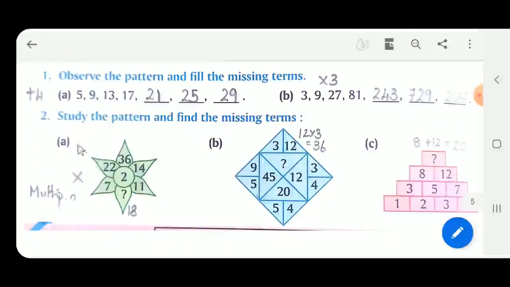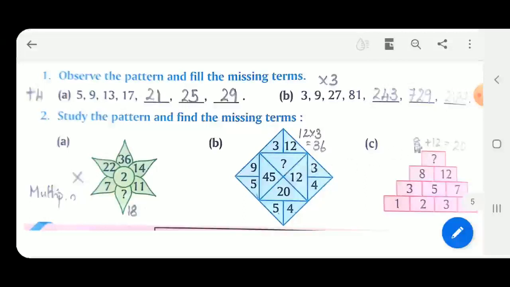2187. Question number 2, study the pattern and find the missing terms. So it is multiplication. 7 2s are 14, 11 2s are 22. So what will be there? 2 how many are 36? It is 18. Then B, 9 5s are 45, 5 4s are 20, 3 4s are 12. That means 3 12s are, what will be the answer?